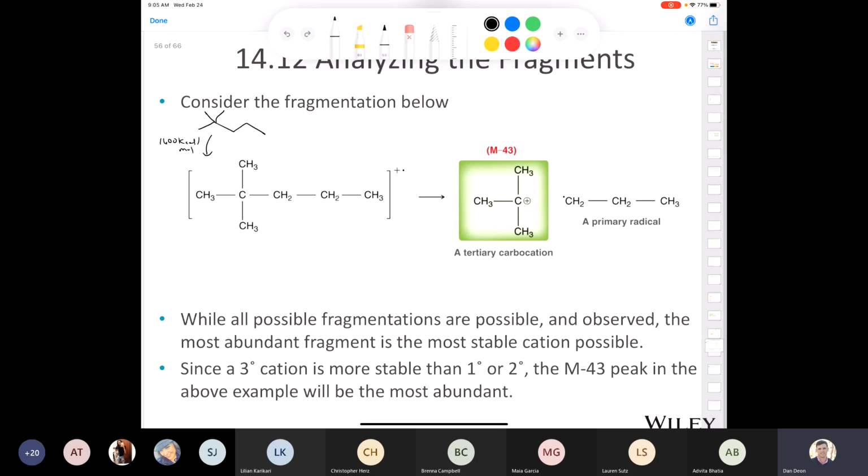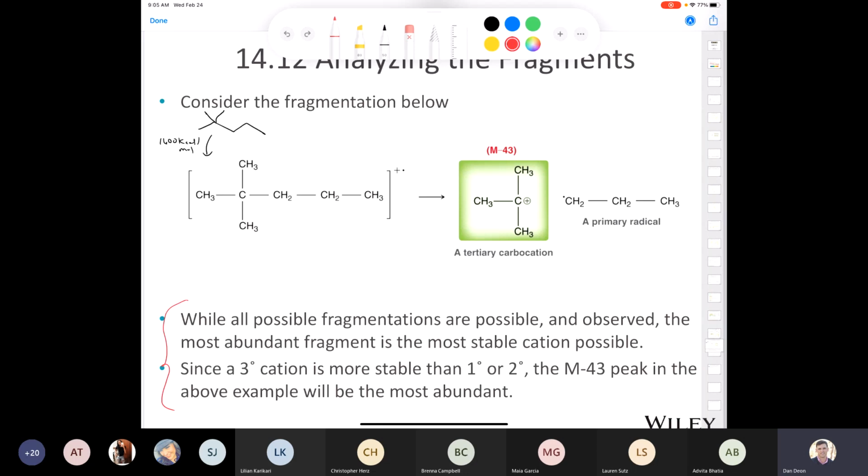Now, why are they just highlighting that? Well, let's take a look. It says that while all possible fragments can happen, and all of them are observed, right? You can lose just the methyl radical, sure. You could lose this methyl radical, sure. You could lose the ethyl, sure. That can happen. Okay, a lot of stuff can happen.